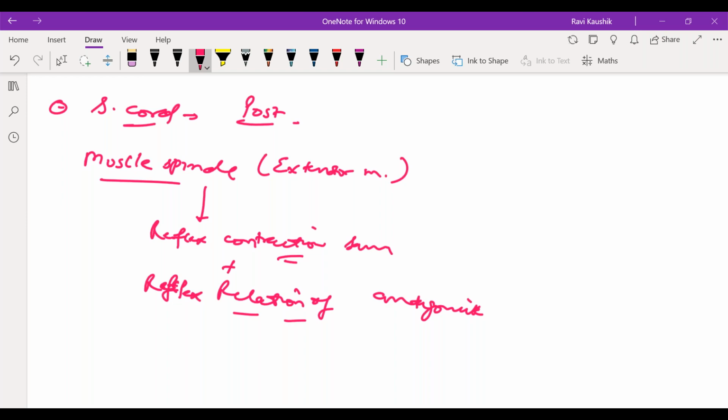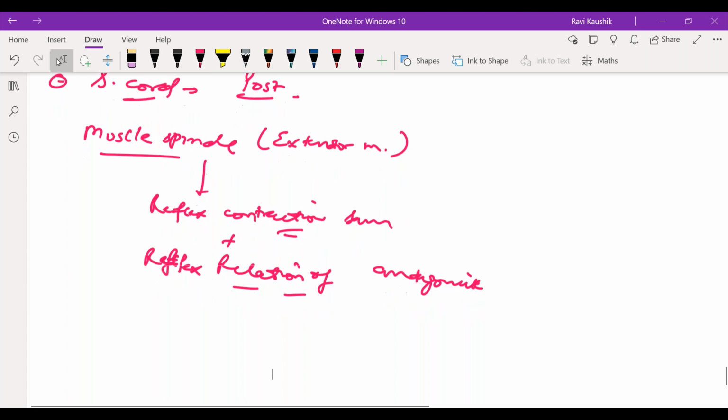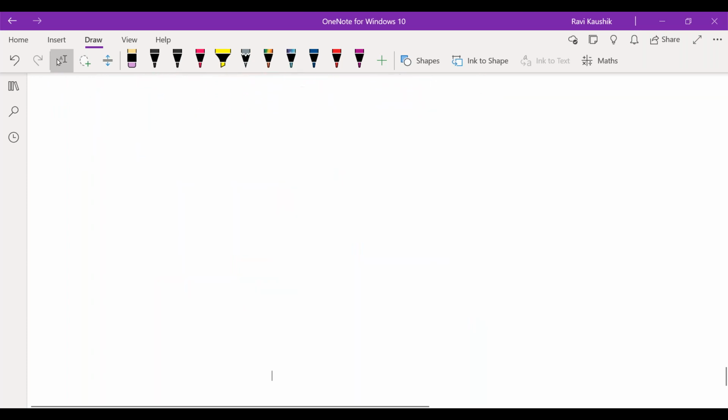How is it happening? It is basically happening by a simple process of postsynaptic inhibition. I'll just tell you with the help of a diagram now.